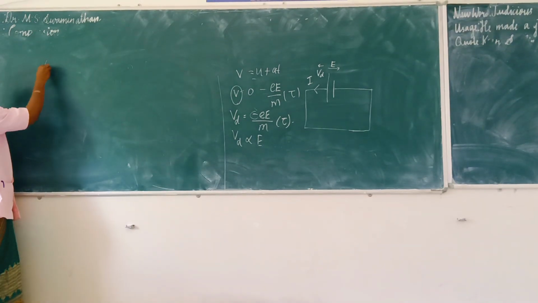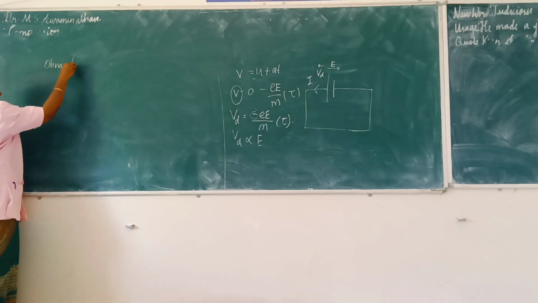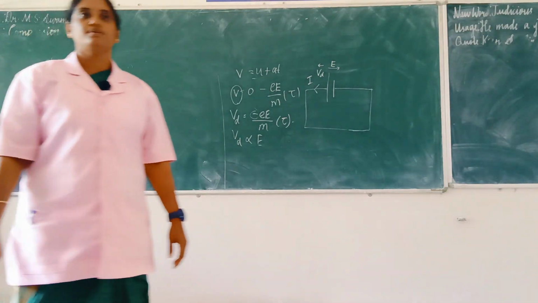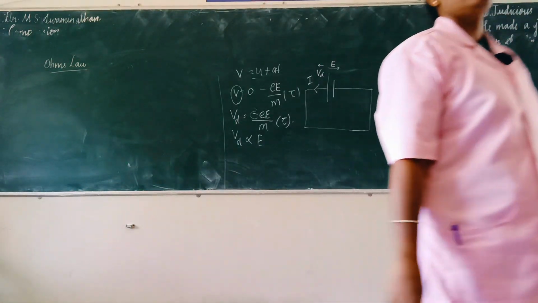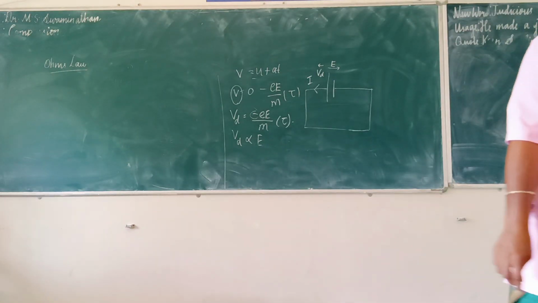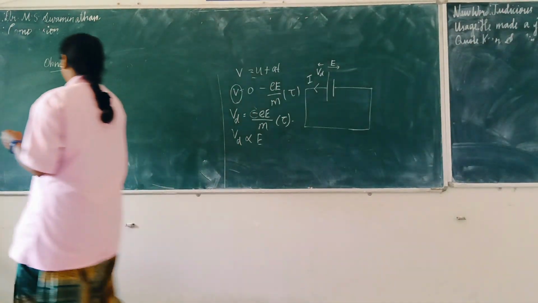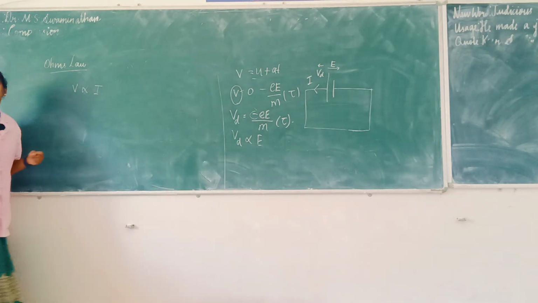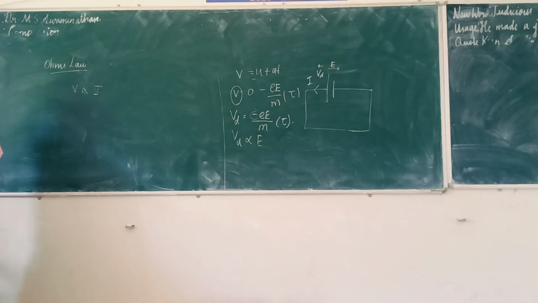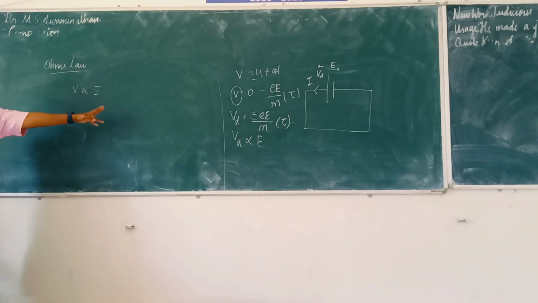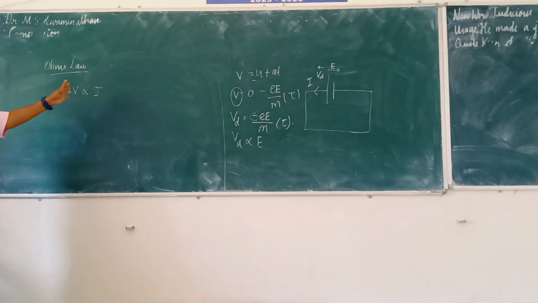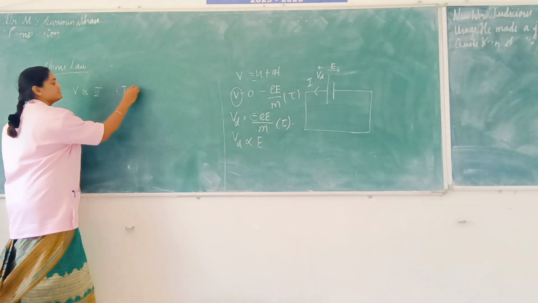And you know that Ohm's law, isn't it? You know the Ohm's law, am I right? Can anyone say the Ohm's law? Yes, at constant temperature, voltage is directly proportional to I, inversely proportional to resistance. Voltage is directly proportional to the current flowing through the conductor when the temperature of the conductor is maintained constant, isn't it? So temperature should be constant.